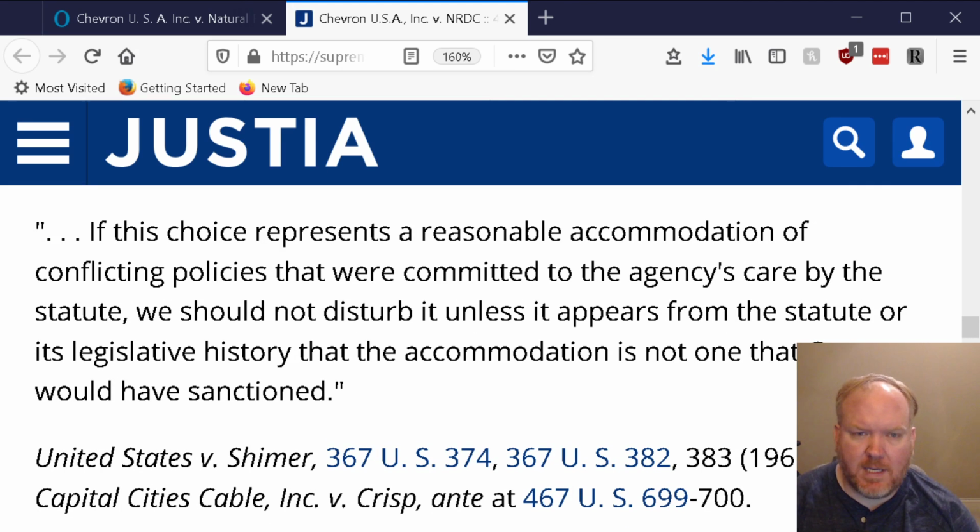If this choice represents a reasonable accommodation of conflicting policies that were committed to the agency's care, he's assuming the premise. That's the problem. He's assuming the premise in his argument. If it were committed to the agency, I wouldn't be having this problem. But it wasn't. No. I'm not on board with this.